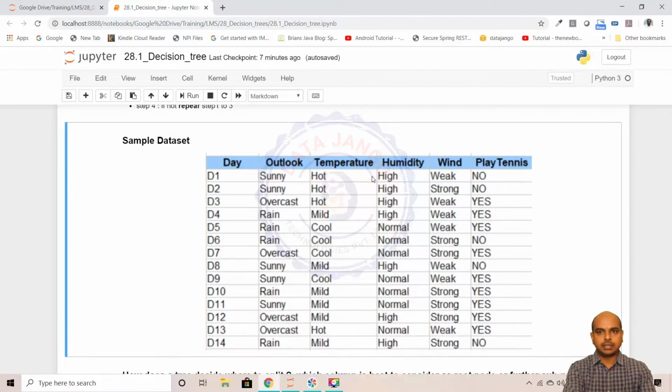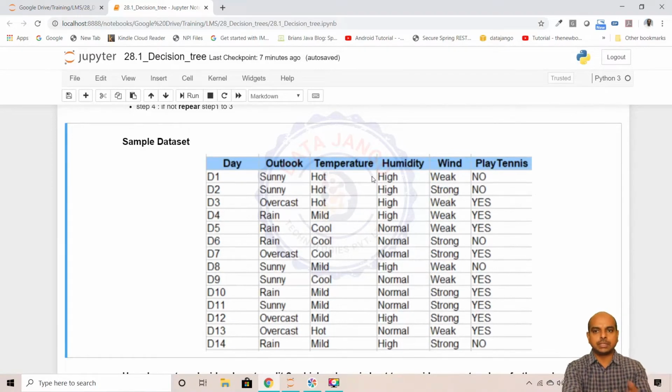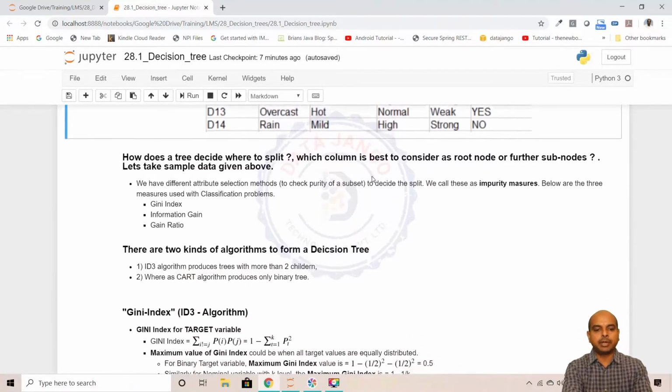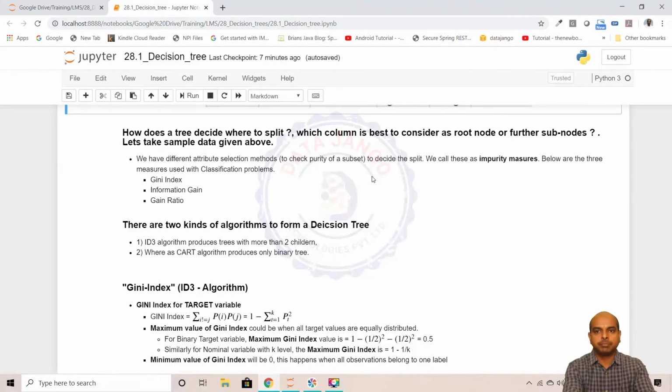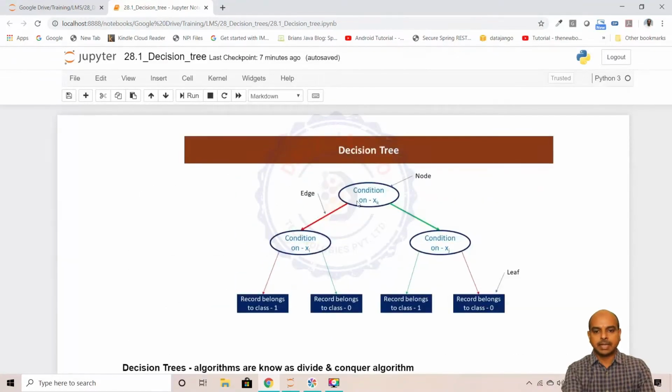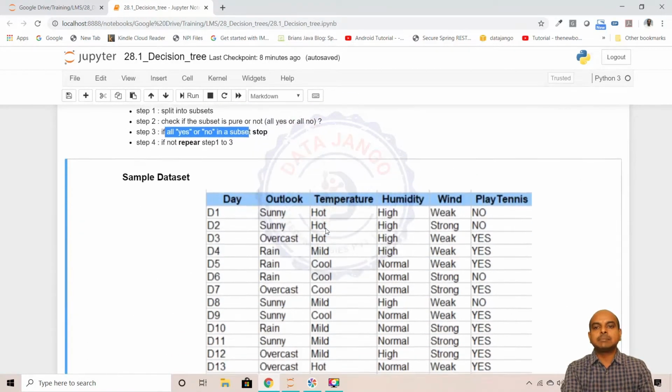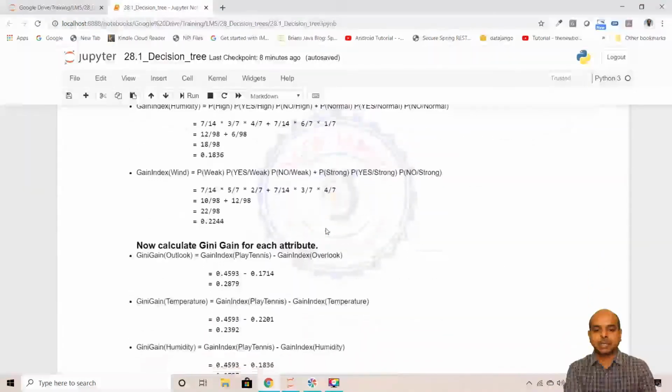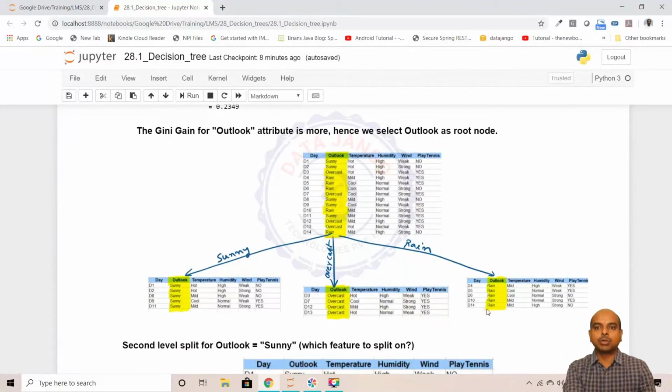So that is one point: on which column to split, we need to decide. And the second point is the algorithm which we are using, ID3 or CART. There are two algorithms to split data. The CART algorithm does a binary split. Binary split means on a given condition the data is split into two parts only. The ID3 algorithm does a multi-way split. When I say multi-way split, based on a given column it will do more than two splits.